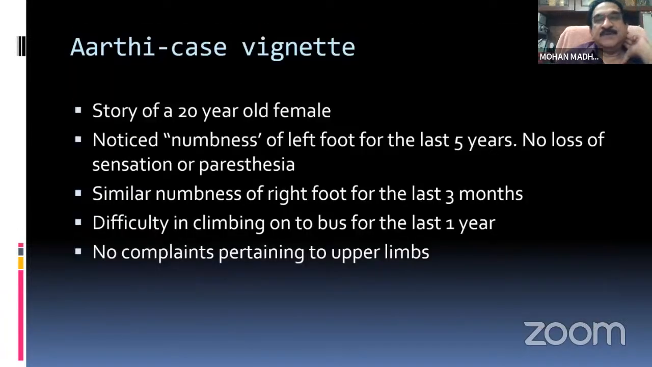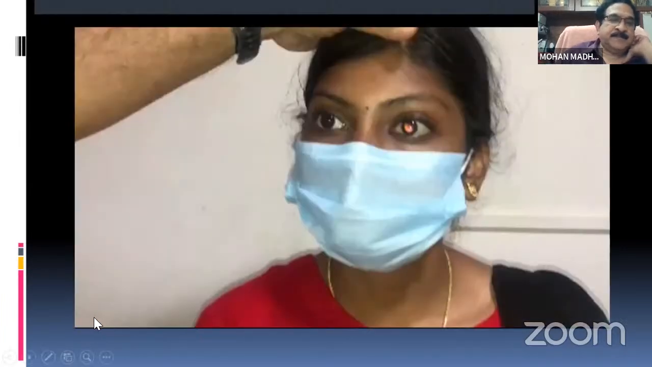So this is the story: so-called numbness of the left foot for 5 years, a similar complaint on the right foot, and difficulty getting onto the bus for the last 1 year. This is the video of the patient.